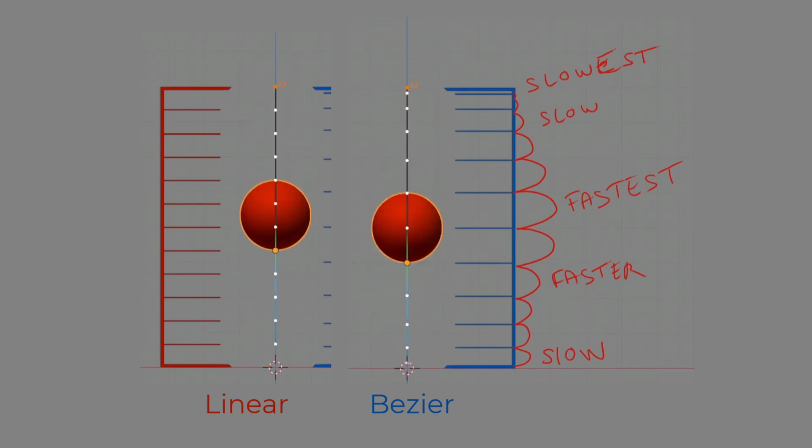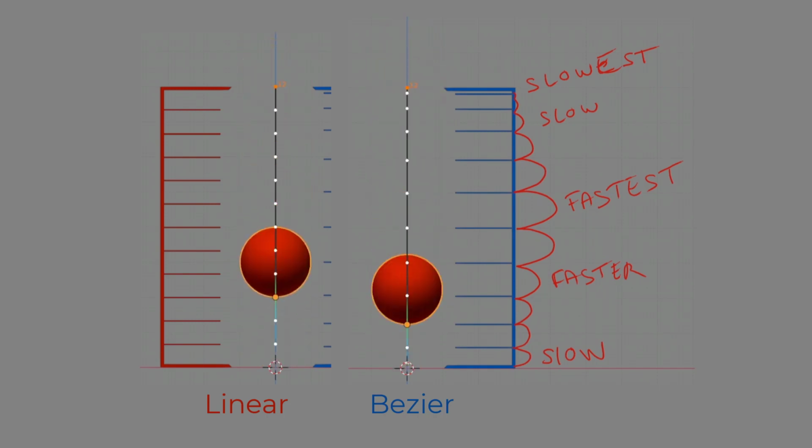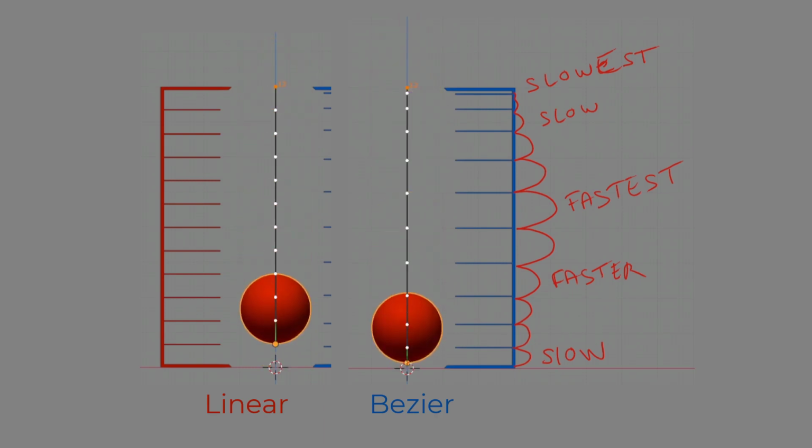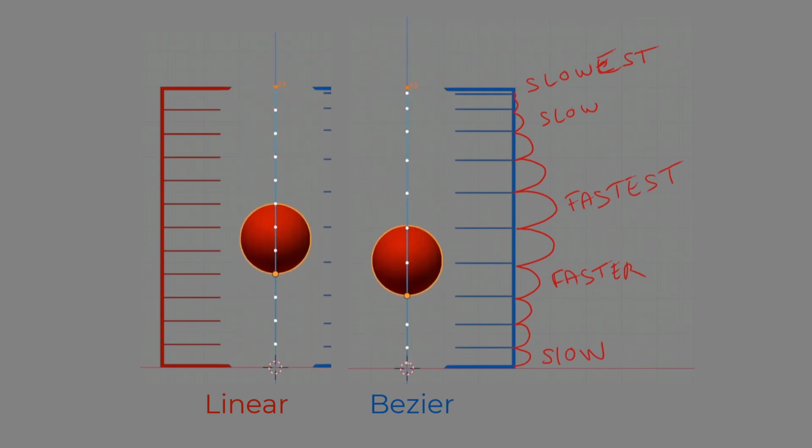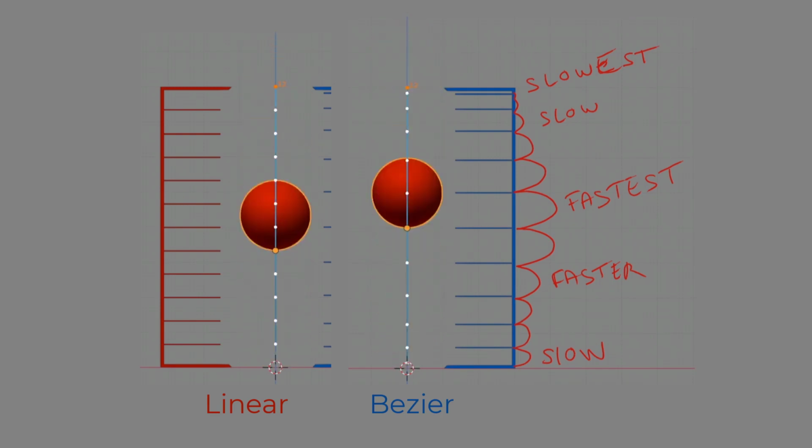If we now compare linear and Bezier interpolation, we can see that the timing is the same. They reach the lowest and highest point at the same time, but on the Bezier we have a variation of the spacing, so we have a variation of the speed of the ball, while in linear it's constant. The linear interpolation is very useful for robotic moves or for walk cycles, for example, when the foot is on the ground.